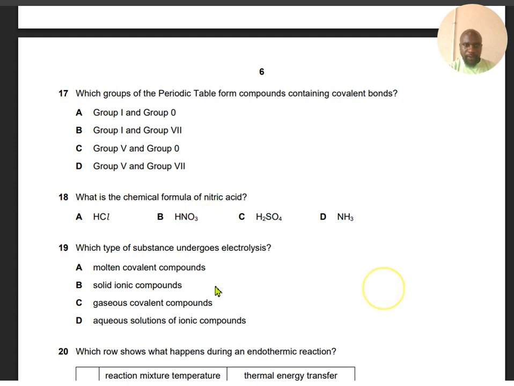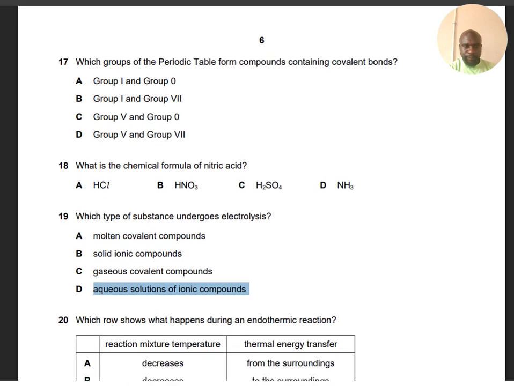Number 19, which type of substance undergoes electrolysis? Let us check. Molten covalent compounds, electrolysis, no. Solid ionic compounds, no. Gaseous covalent compounds, no. But electrolysis is done on aqueous solutions of ionic compounds. So this one is the correct answer on number 19.